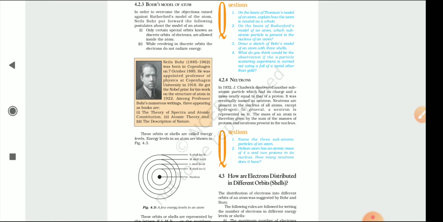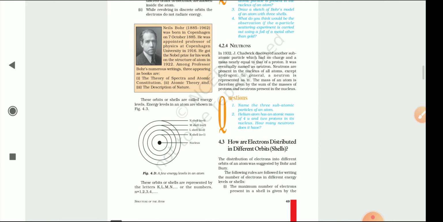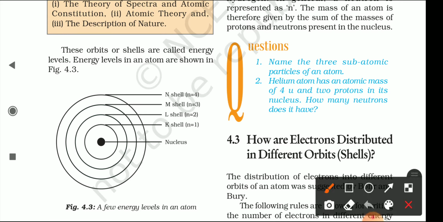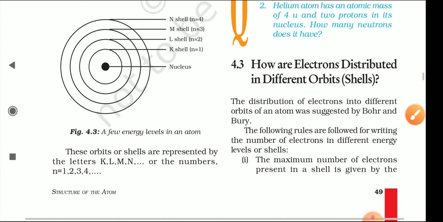These orbits or shells are called energy levels. Energy levels in atoms are shown in the picture, like you have seen here. This is a beautiful picture of the structure of an atom. Here this is the nucleus and these are the different shells. You can see that the first shell is called the K shell, then L, then M, and so on. And these shells are the special shells in which the electrons are revolving. Okay, so this is very important.